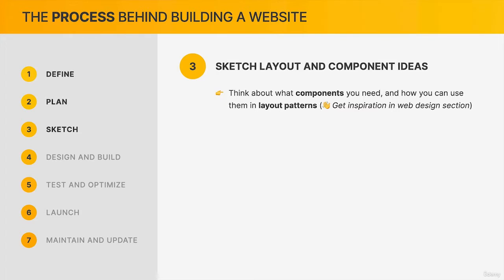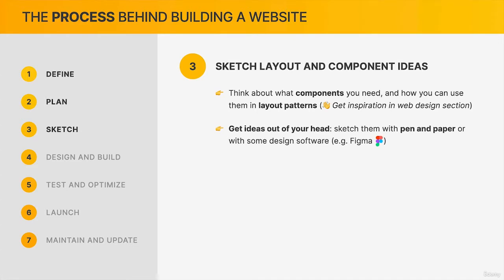Now, once you have an idea about what components and what layouts you might want to use, it's time to create some sketches with pen and paper, or maybe even with some design software like Figma. And these sketches at this point should be very, very simple. So very low fidelity without any details. So you don't even have to write text or anything like that. Just draw some boxes for the images and for the text content, just to quickly get your ideas out of your head. Because this is very, very important for your creative process.